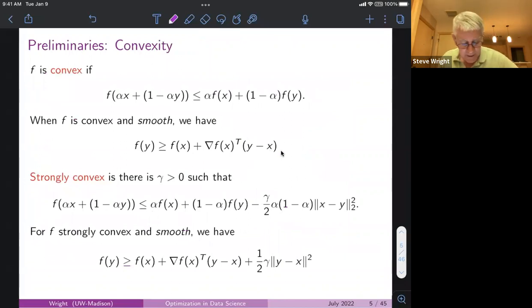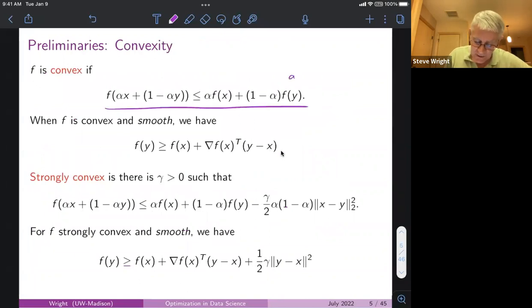All right, so a few preliminaries here. When I talk about convex functions, I talk about this definition. So for all x and y, I'm missing part of the definition here. For all x and y, and for all alpha between 0 and 1, if this inequality holds, then you've got a convex function. And it's much easier to see if I draw a picture.